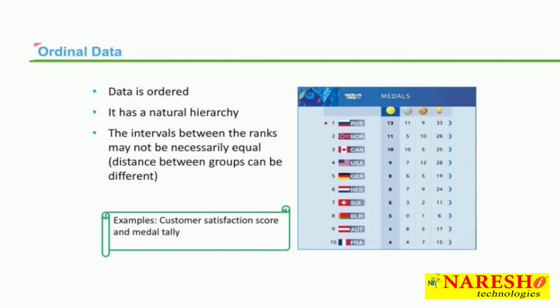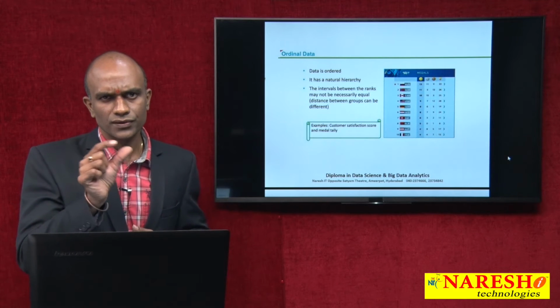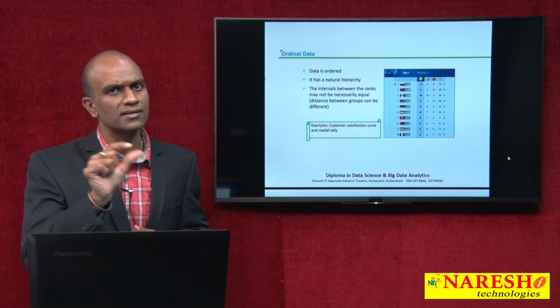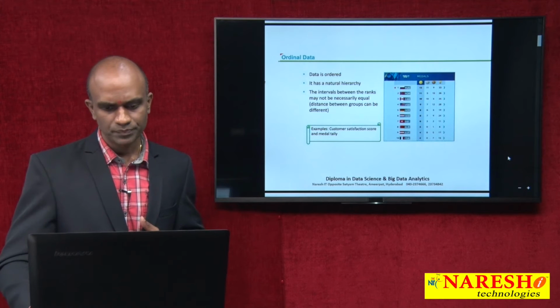The intervals between the ranks may not necessarily be equal. So Russia may have got 13 golds followed by Norway, but in the real world Norway could have got 12 or maybe 10, and maybe it has the second highest number of gold medals. So it's not necessary to maintain the interval, guys. Okay, so that is an example of ordinal data.